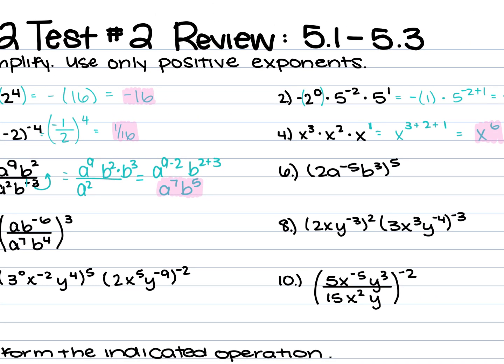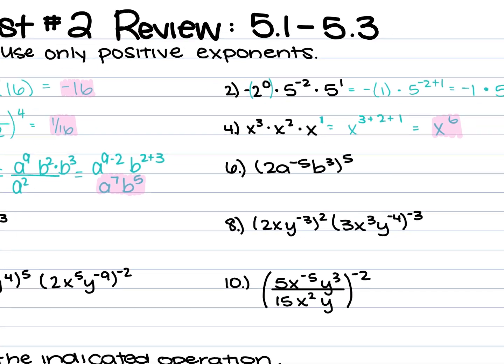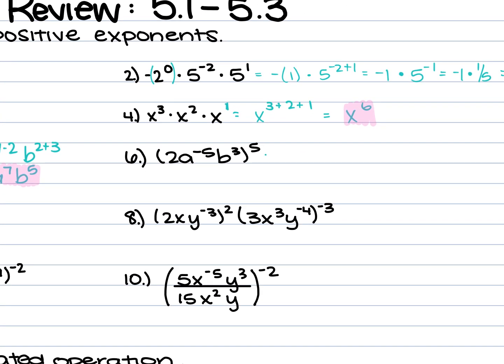For number 6, we have 2a to the negative 5th power, b cubed, all raised to the 5th power. So this is the same exact thing as saying 2b cubed over a to the 5th power, all raised to the 5th power. The only thing that has that negative power on it is the a. So that's the only term that you're taking the reciprocal of.